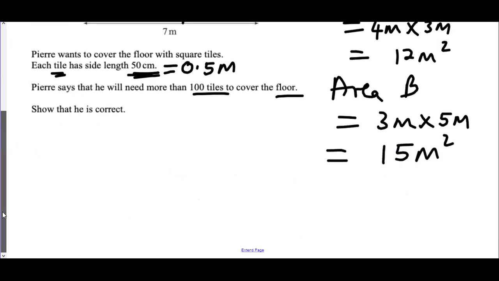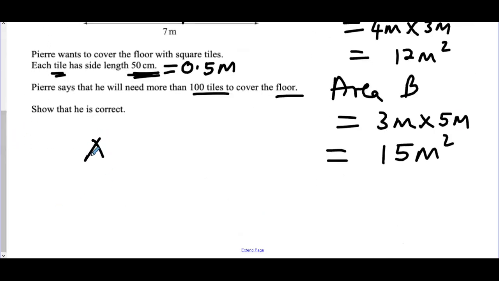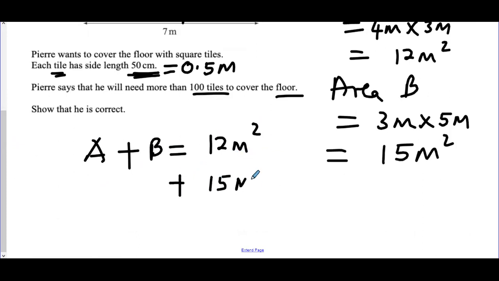Okay, now to find the area of this floor plan, which is in the form of a compound shape, I'm going to go ahead adding A and B. So area of the floor will be equal to A plus B, and this will give you 12 meters squared plus 15 meters squared. This will clearly give you 27 meters squared.